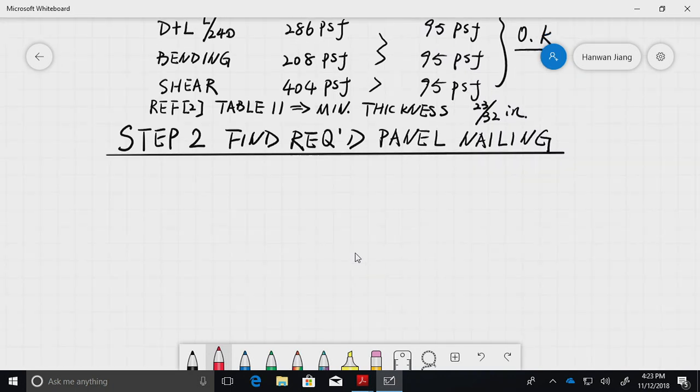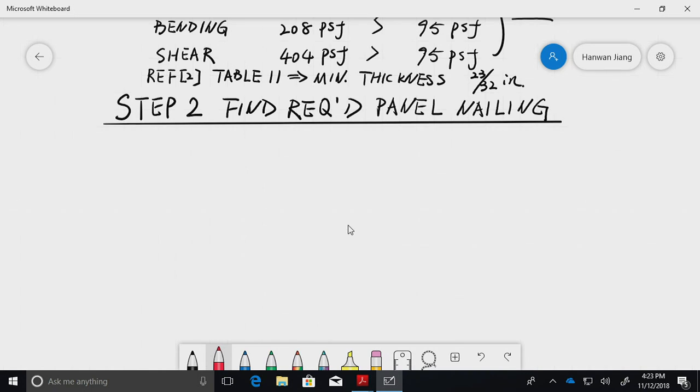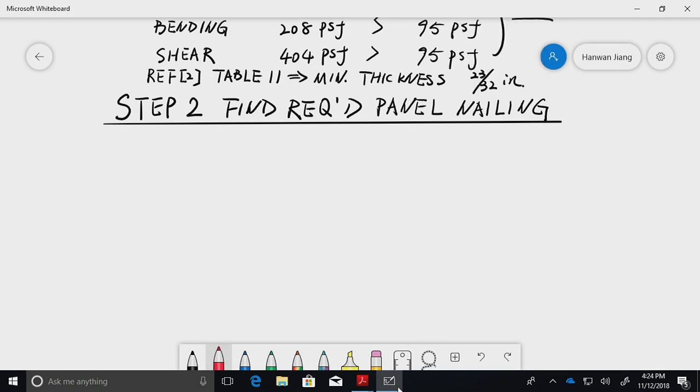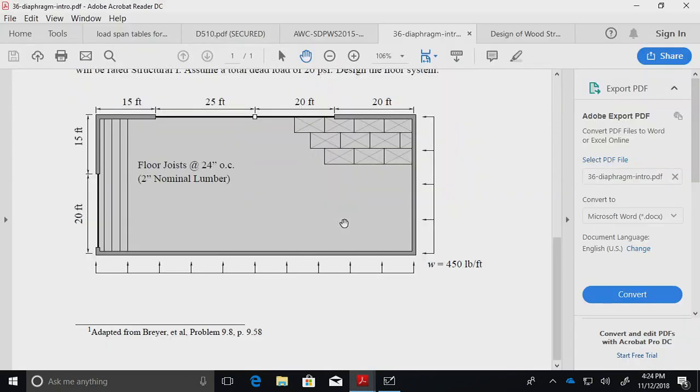Next step, we want to find the required panel nailing. So the nailing system is based on the shear on the edges, right? So we want to find the shear. If we consider the wind load is on the transverse direction, so the wind load is on the transverse direction. So it's like a simply supported beam in the transverse direction.